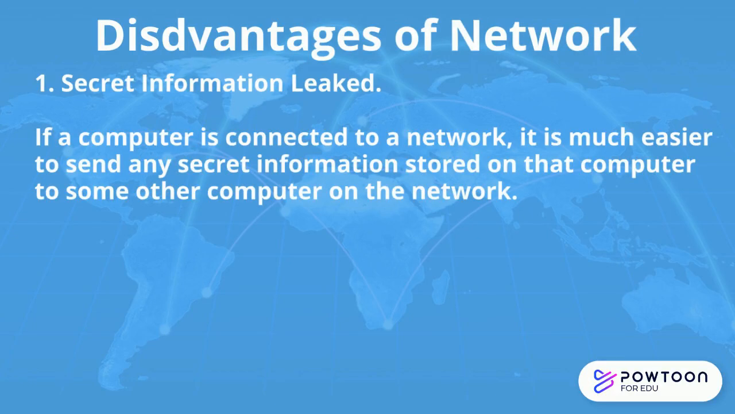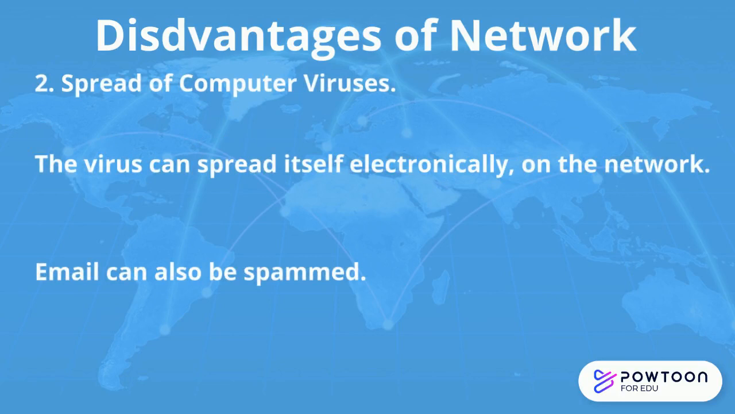Secret information leaked. If a computer is connected to a network, it is much easier to send any secret information stored on the computer to some other computer on the network. Spread of computer viruses. The virus can spread itself electronically on the network. Email can also be spammed.